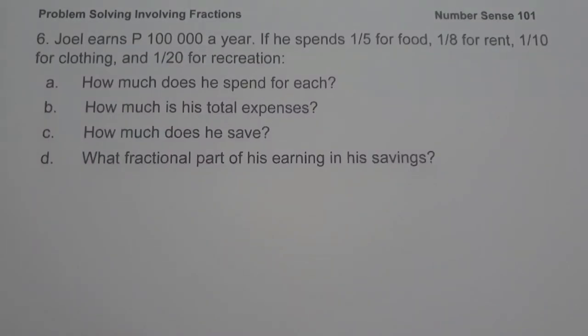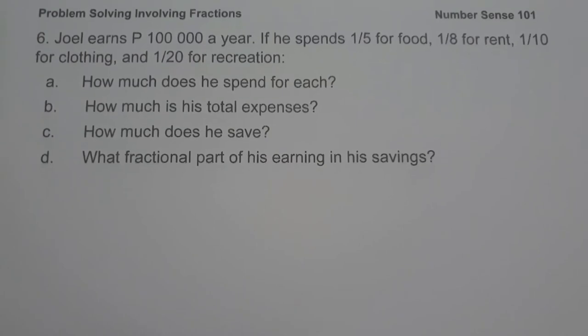On example number 6, Joel earns 100,000 pesos a year. If he spends 1 over 5 for food, 1 over 8 for rent, 1 over 10 for clothing, and 1 over 20 for recreation. On letter A, how much does he spend for each? Letter B, how much is his total expenses? Letter C, how much does he save? And letter D, what fractional part of his earnings is his savings?